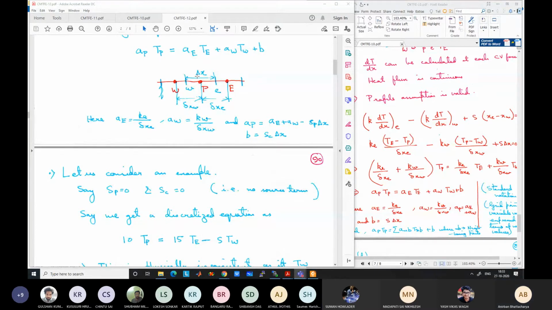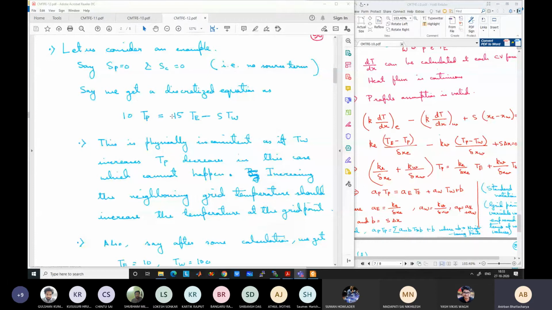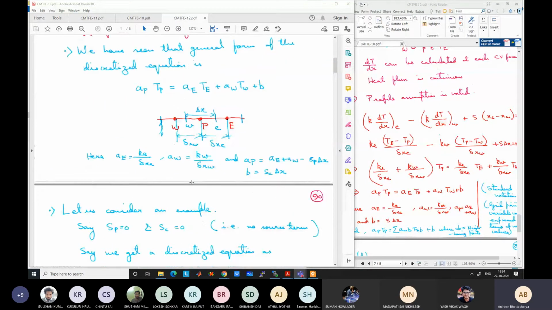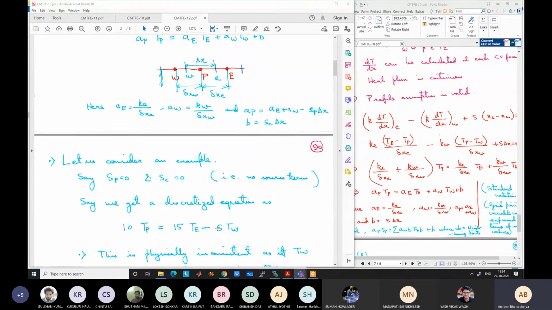Yes, sir. So now what will happen if TW increases? In this case, what will happen to the value of TP? TW increases means the negative term increases, means TP will become lower. So this is also not physically consistent. This is physically inconsistent, because if TW increases, TP decreases, which cannot happen. So that's why the signs have to be similar. All the signs can be negative or all the signs can be positive.